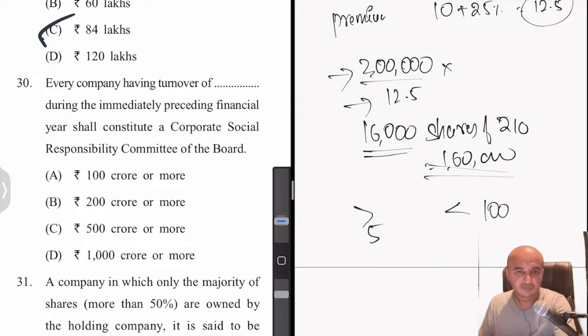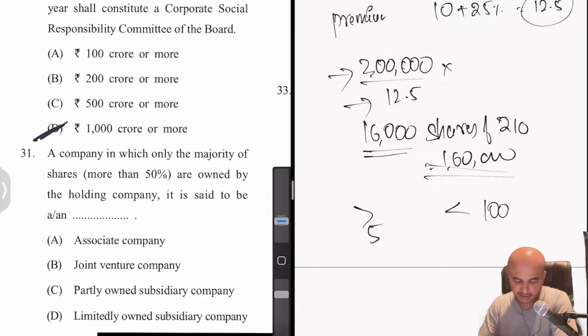Question number 30. Every company having turnover of dash during the immediately preceding financial year shall constitute a corporate social responsibility committee. Very easy question. 1000 crores. That's all. Previous year, if I had 1000 crores of turnover, next year I will have to set up CSR committee. That's it.